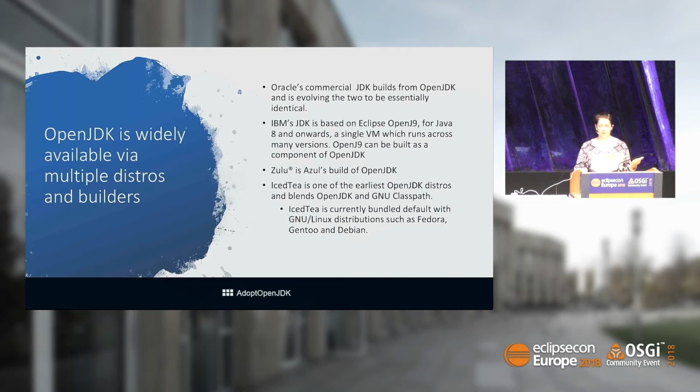So you may know that Oracle's commercial JDK builds are from OpenJDK, and they're evolving to have the two be essentially identical. There's a good article online. You can talk to me after if you want to read more about that. IBM's JDK is based on Eclipse OpenJ9 for Java 8 and onwards. So it's the same virtual machine that runs across many versions. And in fact, OpenJ9 can be built as a component of OpenJDK. And of course, Azul has theirs, there's IcedTea. I'm not going to talk too much at length.